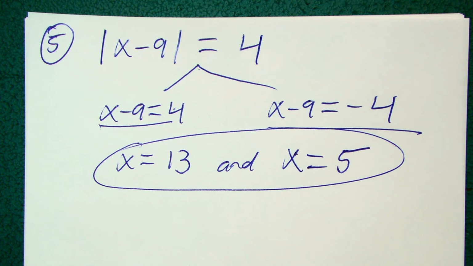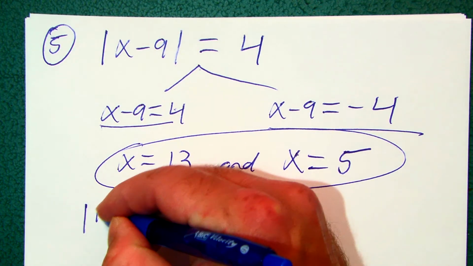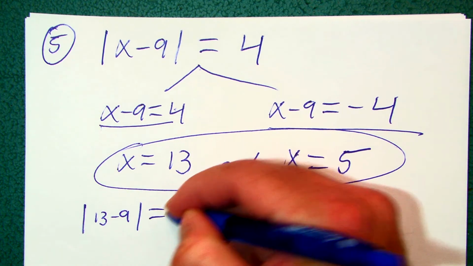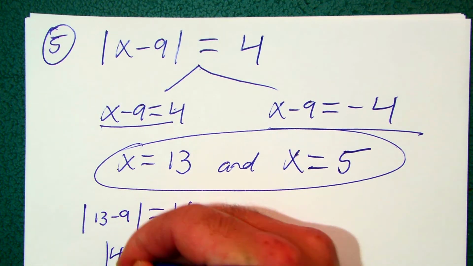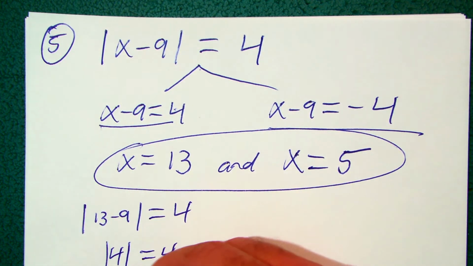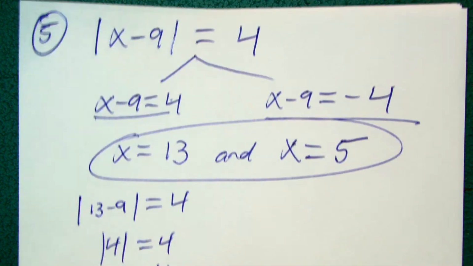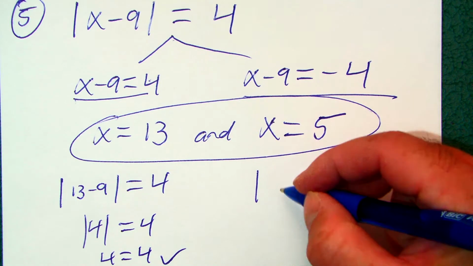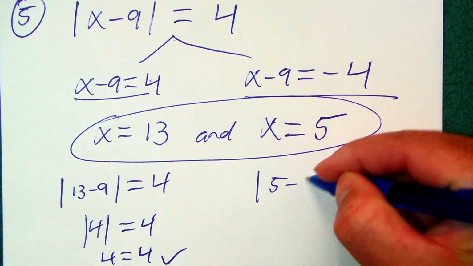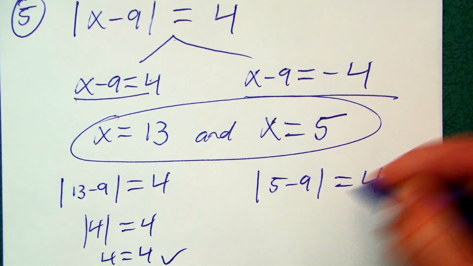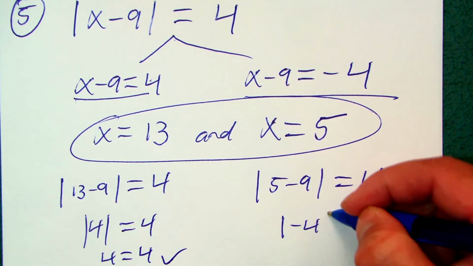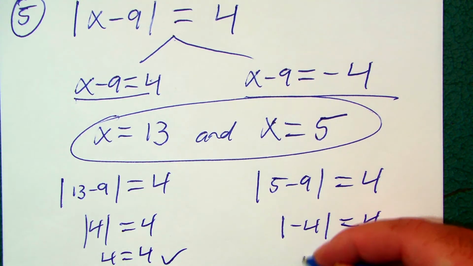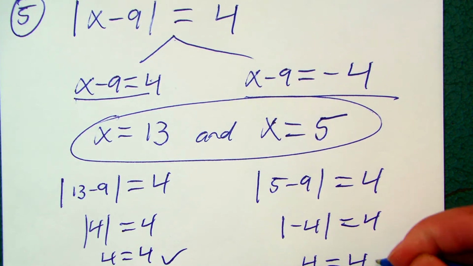Again, we put both those back in the original. 13 minus 9 is 4. You get the absolute value of 4 equals 4. So 4 equals 4. You're good. And then over here, absolute value of 5 minus 9 is equal to 4. So 5 minus 9 is negative 4. But we still have to take the absolute value. You do get 4 equals 4. So you're good to go.